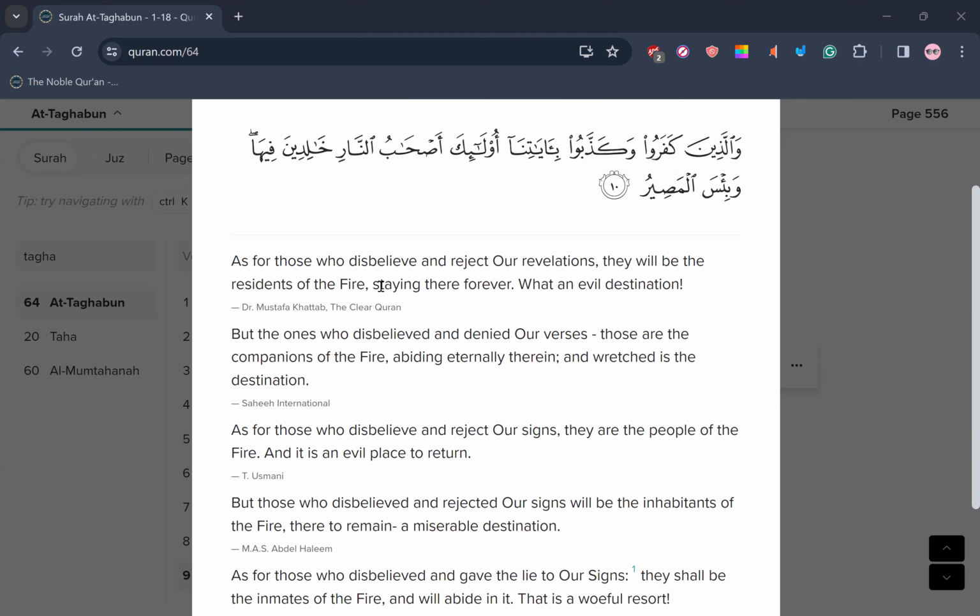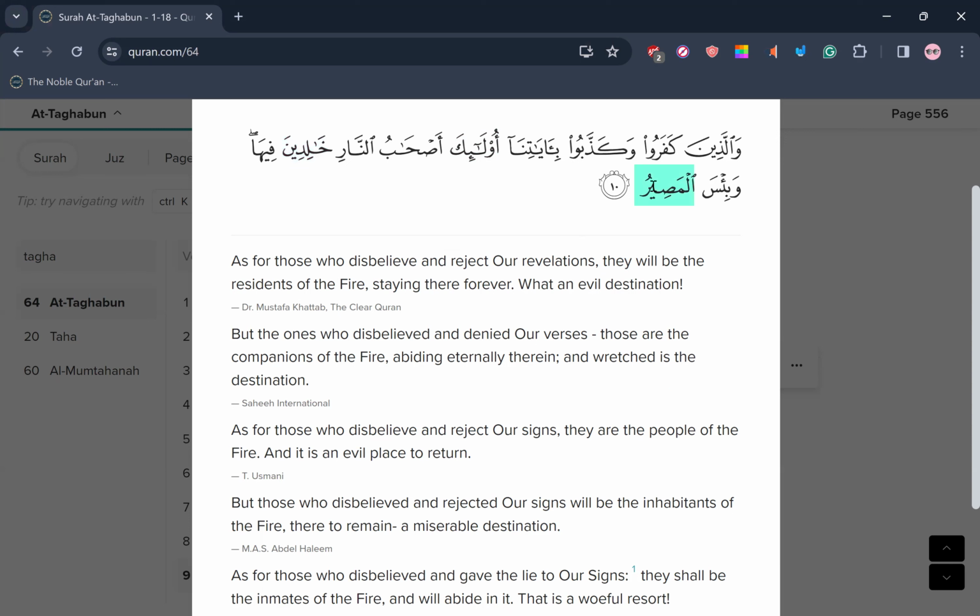So الَّذِينَ كَفَرُوا وَكَذَّبُوا بِآيَاتِنَا, as for those who disbelieve and reject our revelations, they will be the residents of the fire. So you see, they, another mubtada, so they actually translated the ulaika. Yeah, they didn't just overlook it. They will be the residents, and of course it adds emphasis because it's another mubtada. They will be the residents of the fire, staying there forever, staying khalidina. We said when we're translating hal, you can add ing, or you can say as or while, things like that.